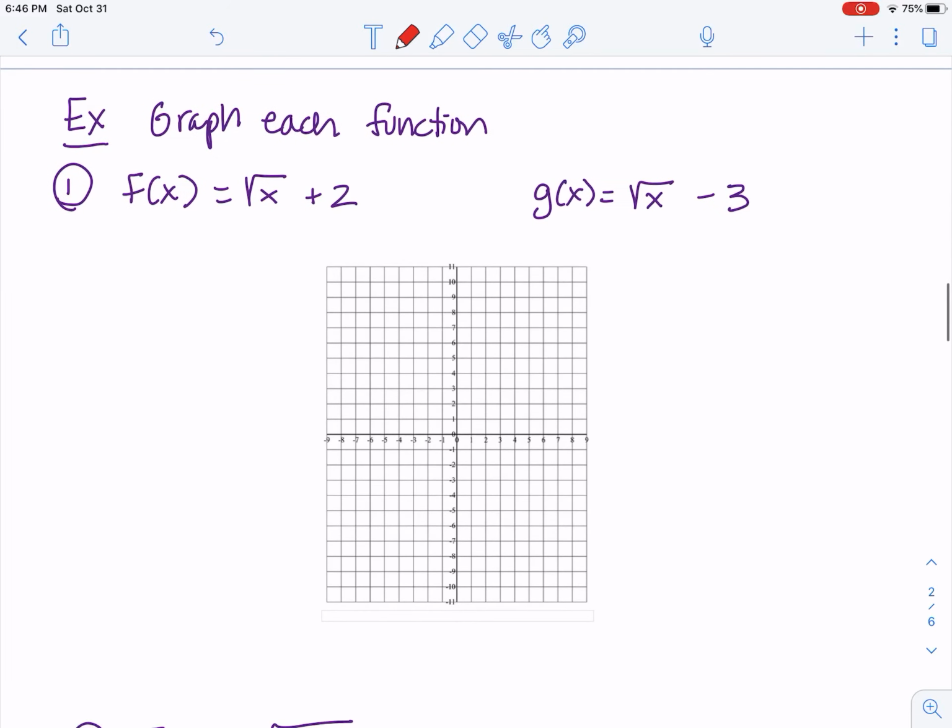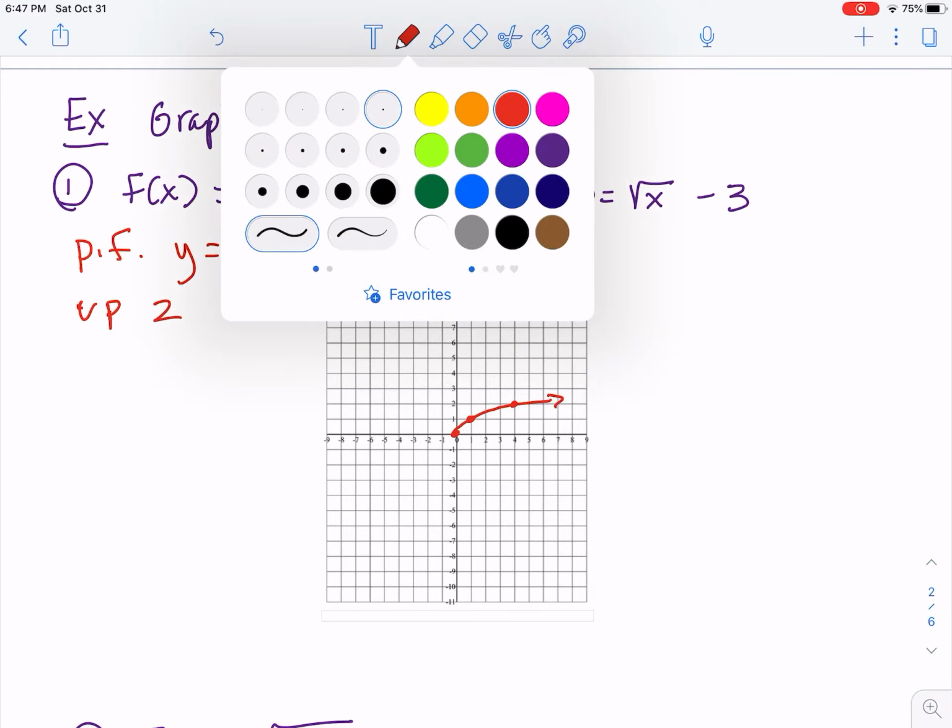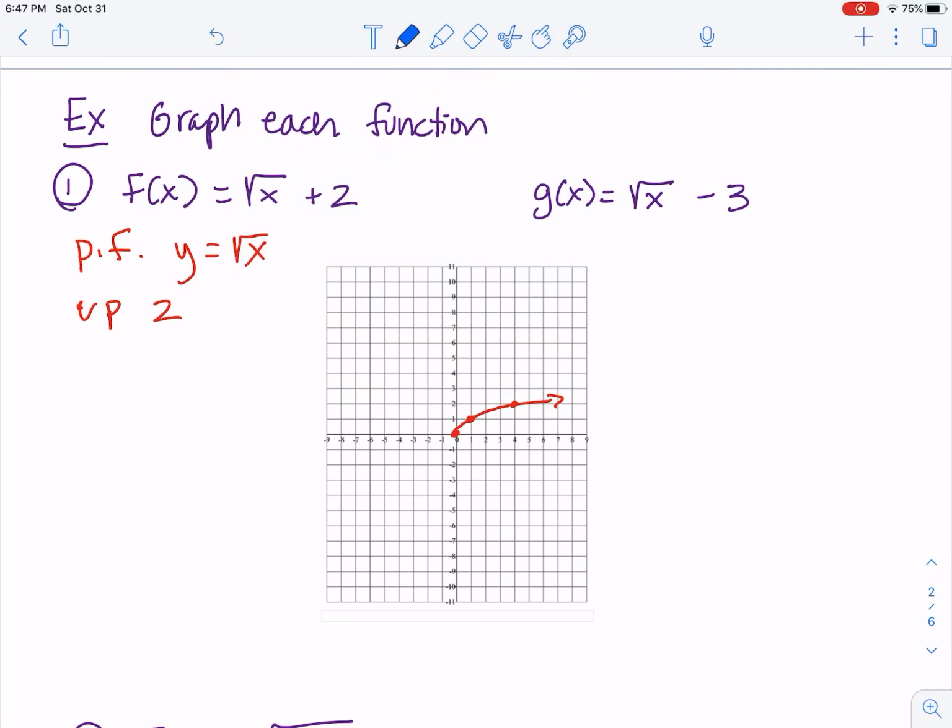So let's do a little practice here. Let's graph each function. First of all, I'm going to graph the parent function. What is the parent function for each of these? Parent function, y equals square root of x. When I have f of x equals square root of x plus 2, that plus 2 indicates I'm moving up 2. So if I draw that parent function, 0, 0, 1, 1, 4, 2, and let me pick a different color here. Let's just go blue. We'll do this one in blue. And I move this up 2.